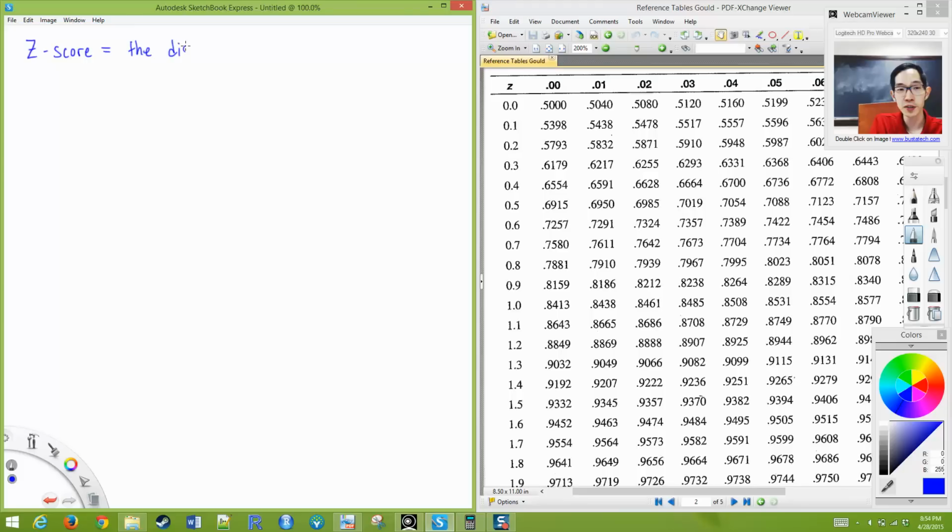The distance a point is from the mean, measured in standard deviations. Or we could say it another way: how many standard deviations we are from the mean.